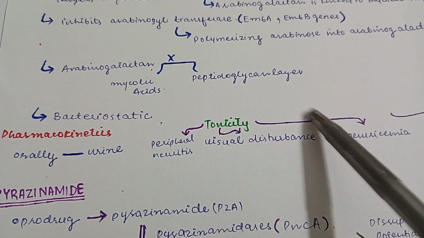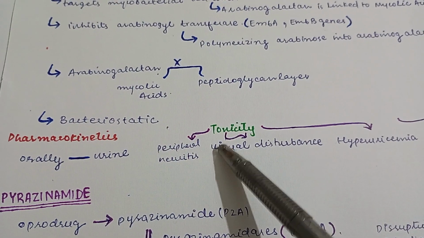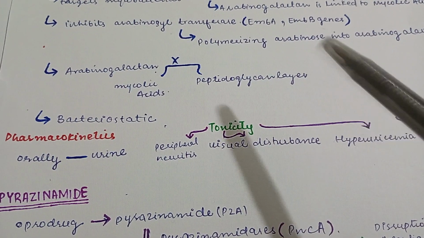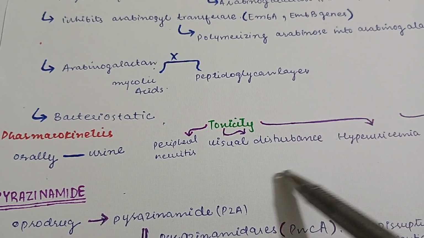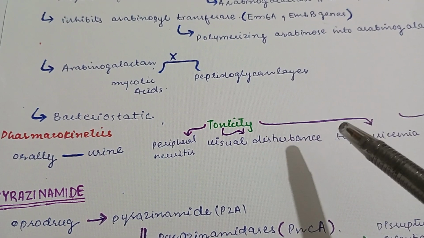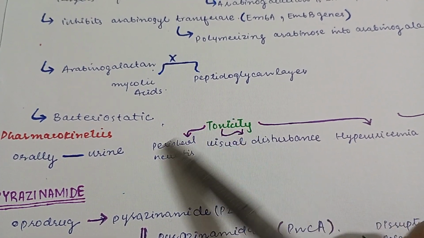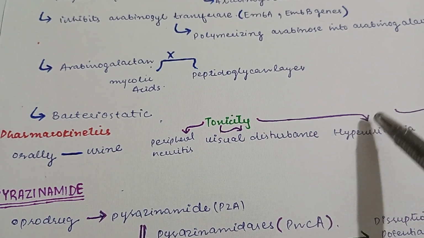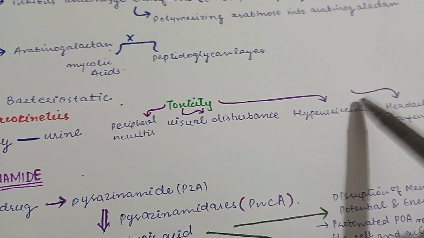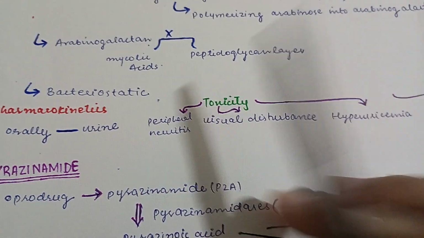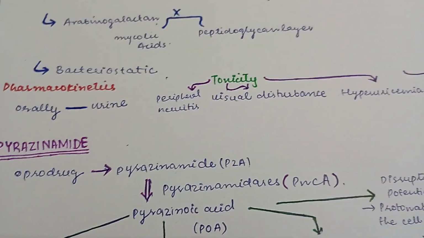Toxicity: visual disturbances are very important, and this drug causes retinitis as well as decrease in visual acuity and red-green color blindness. Peripheral neuritis and hyperuricemia are also important. Confusion and headache may occur, but that's not an important point to remember.